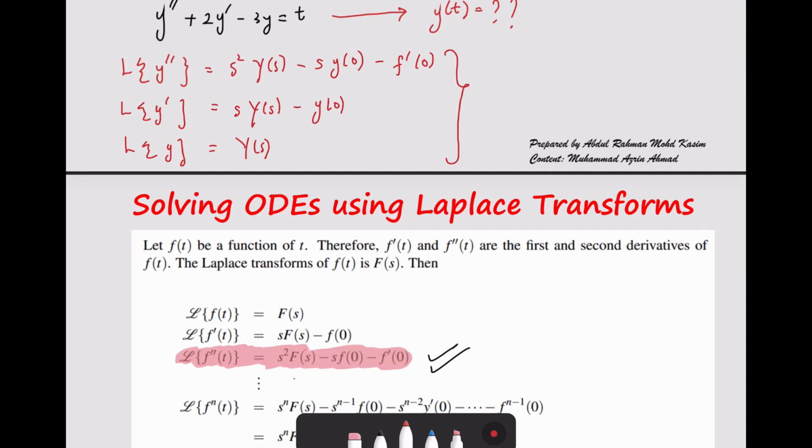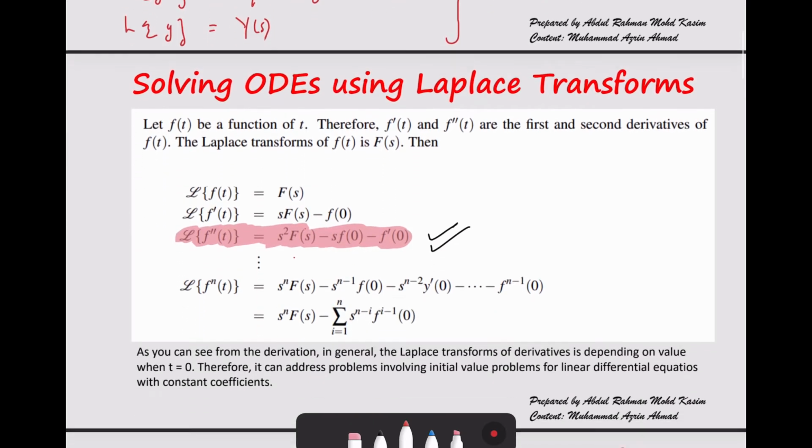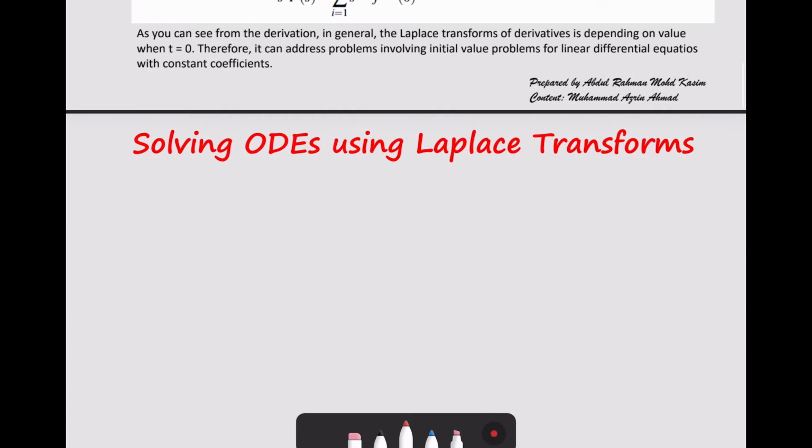And then the Laplace of the right hand side term, so you need to Laplace the t. You may refer to the table, and what you will have is 1 over s squared. So now after you get all the terms Laplaced, you need to rearrange them back.